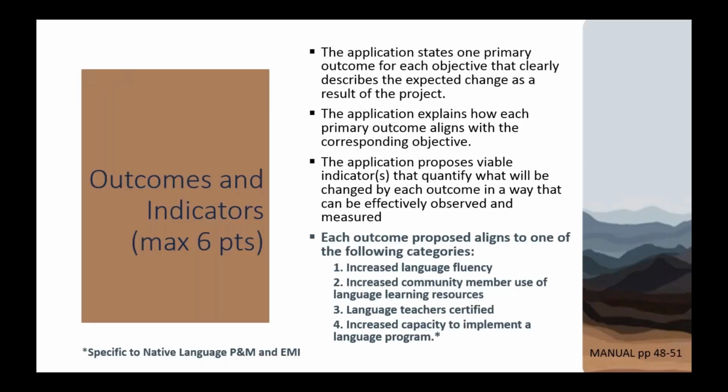Okay, so now we're coming up to completing the ANA framework. Outcomes and indicators is the last section of the ANA framework. This section is worth a maximum of 6 points, and outcomes and indicators start on page 48 of the training manual. So for each objective, you are going to identify a primary outcome, explain how each outcome relates to that objective, and then identify the indicator and how it can be observed and measured.